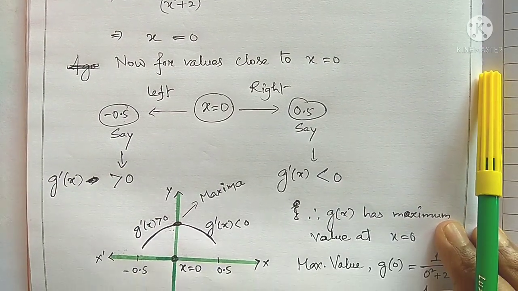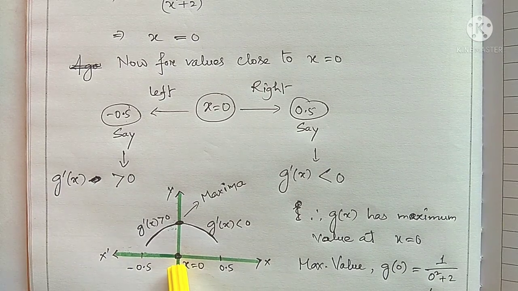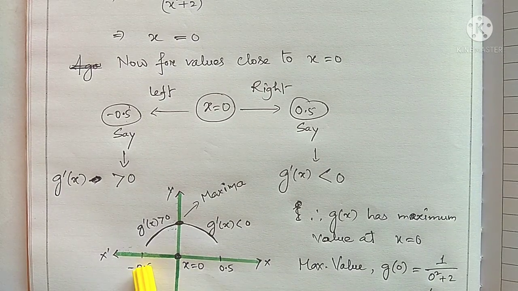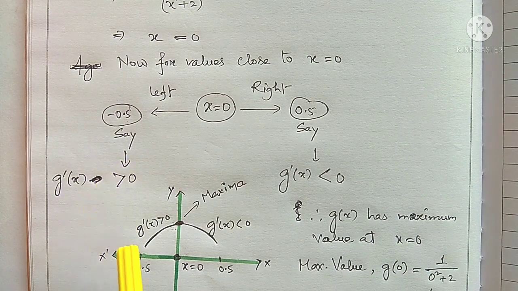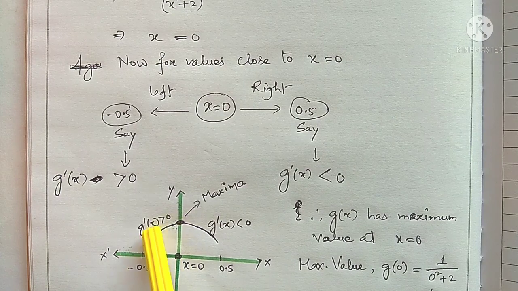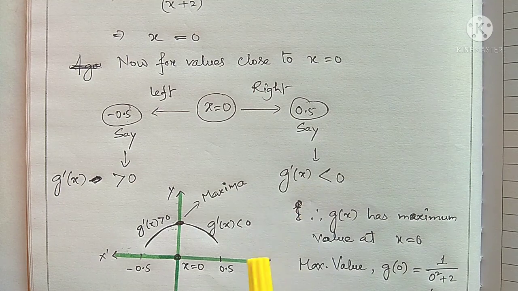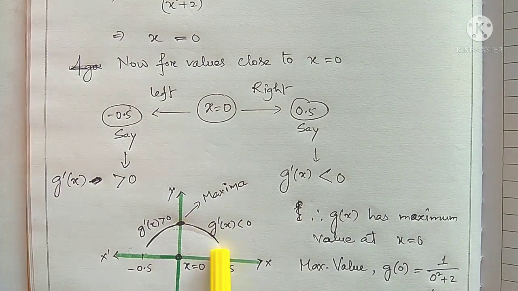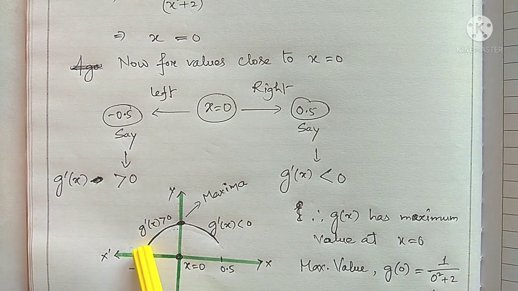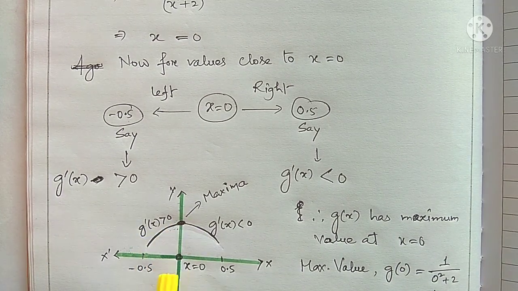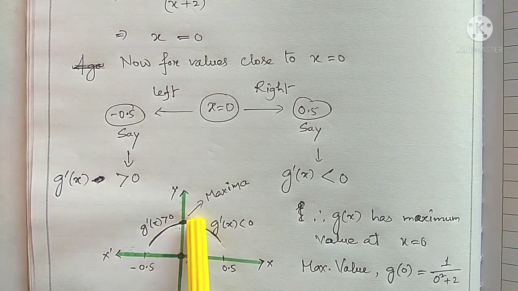For this reason we draw a diagram, with x equal to 0, 0.5 and minus 0.5. On the left hand side the graph is increasing. You see this part is increasing, and the right hand side part is decreasing. When we draw a graph, we always draw it from the left hand side. So from the left hand side the graph is increasing, and from x equal to 0 the graph is decreasing. So first increase then decrease.